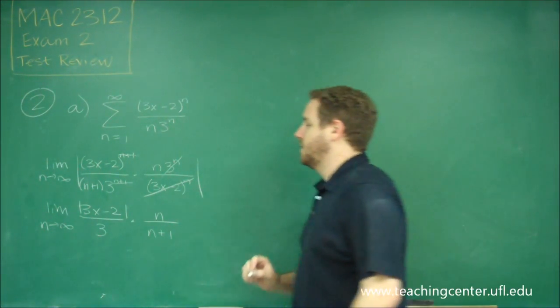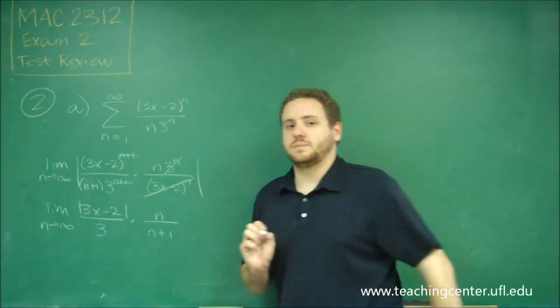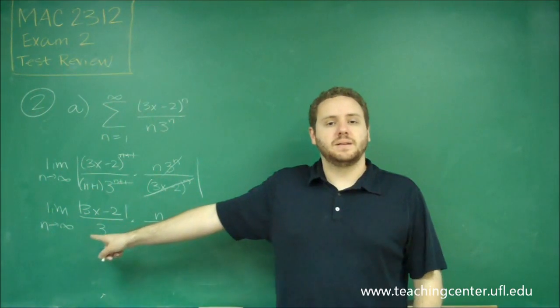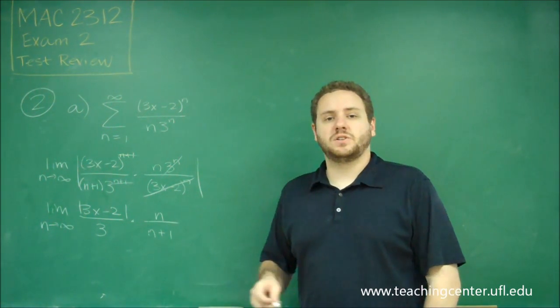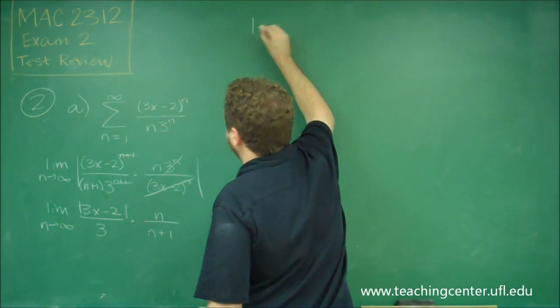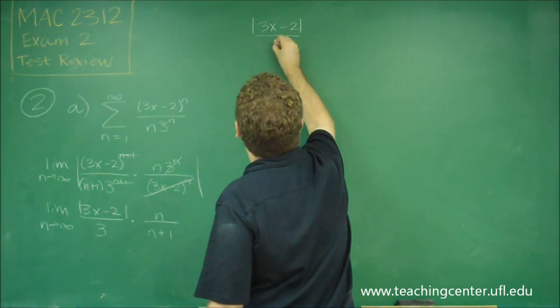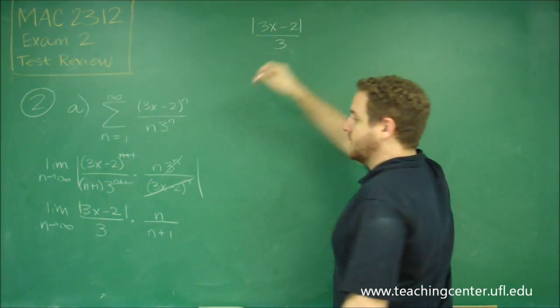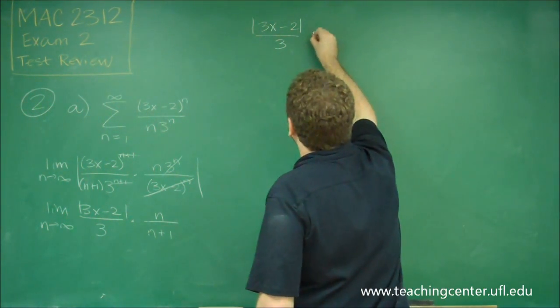So what you can see here is that the limit as n goes to infinity only applies to this part in the first place because we don't have any n's here. And since these are both degree 1, we just use the coefficients. That tells you that this is just 1. So eventually we just get the absolute value of 3x minus 2 divided by 3. And we know, because we're using the ratio test and we're trying to find where it converges, this has to be less than 1.